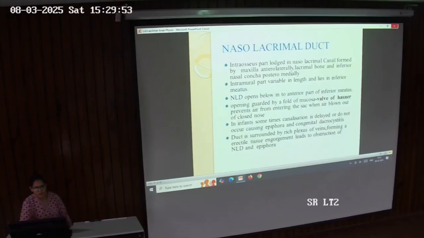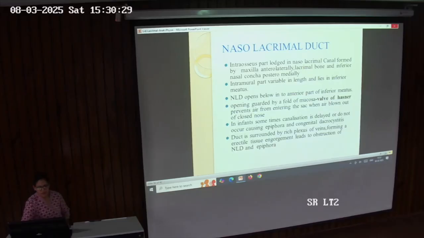The intraosseous part is located in the nasolacrimal canal formed by the maxilla, lacrimal bone and inferior nasal concha. The intramural part is variable in length and lies in the inferior meatus. The NLD opens below in the anterior part of the inferior meatus, and it is guarded by a fold of mucosa known as the valve of Hasner, which is a very important valve. Sometimes at the time of birth in some children there is blocking of the valve of Hasner, which leads to congenital nasolacrimal duct obstruction.